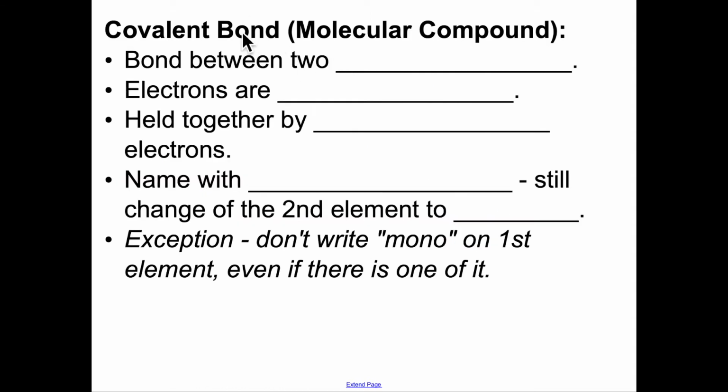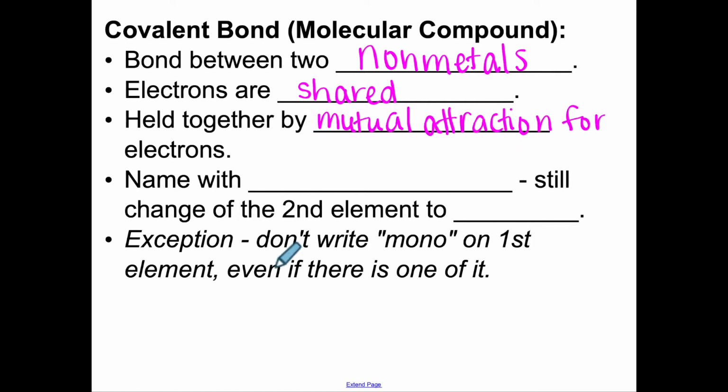Okay, when you have a covalent bond and it forms a molecular compound, the naming will work different than in an ionic compound. First of all, as a review, a covalent bond is a bond between two nonmetals, and in a covalent bond, the electrons are shared. They're held together by the fact that they're holding on to the same electron. When you name molecular compounds, so if there are two nonmetals, you are going to name them with prefixes, and you are still going to change the end of the second element to "ide."